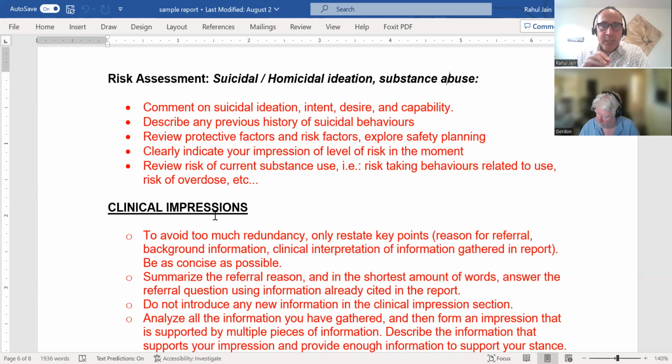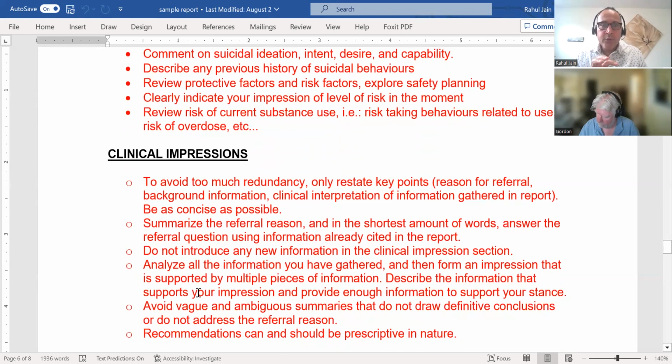So in the clinical impression, you will write that Johnny is a pleasant 29-year-old man who was referred to XYZ clinic by his family doctor for concerns regarding... So now it's clarified: is it a self-referral? Was he referred by a family doctor, by the employer? So that's one line, right? Summarize the reason for referral, and do not introduce any new information, only whatever information you have collected.